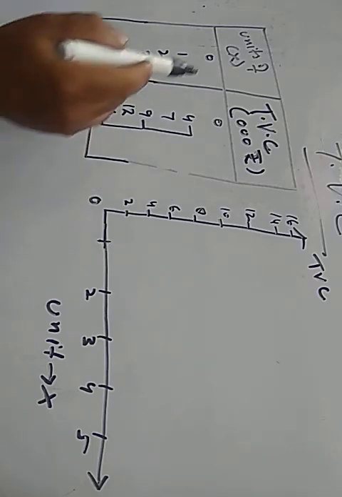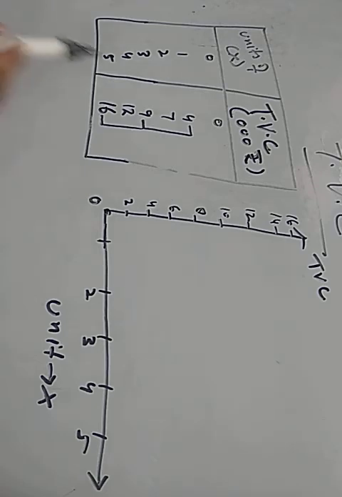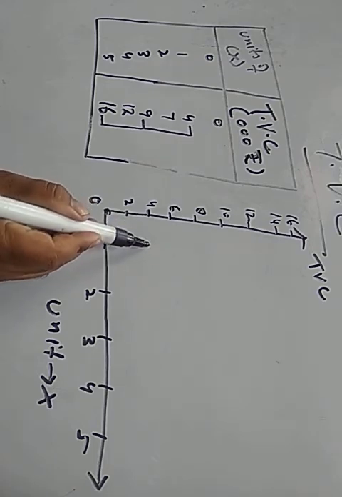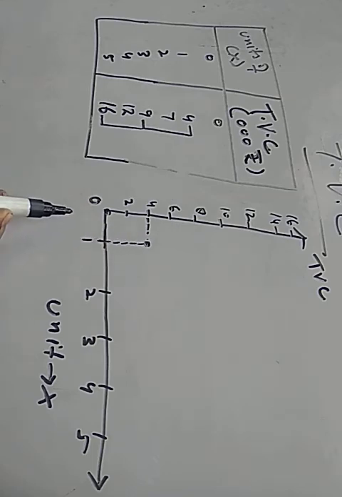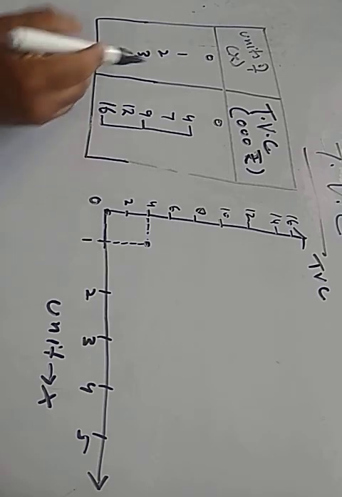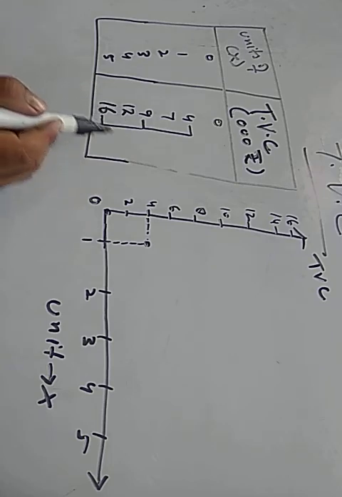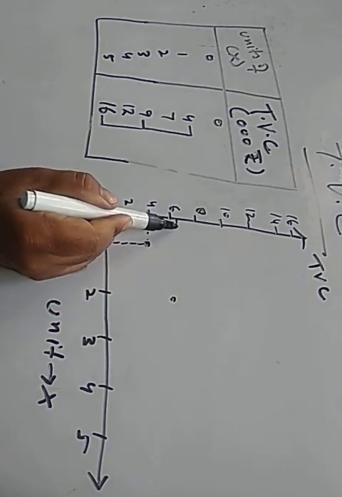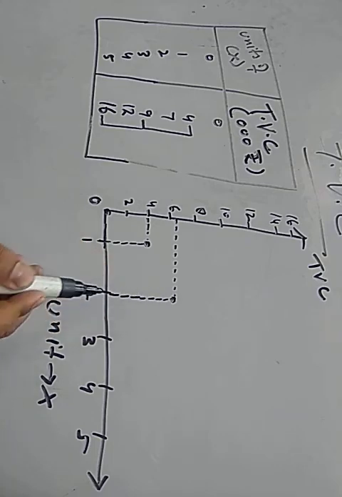Now when units of X produced is 0, total variable cost is 0, it will start from the origin. And when the first unit of X is produced, the total variable cost is 4,000. This much here it will lie. This is showing 4,000 and 1 unit of X produced. And when units of X produced is 2 units, total variable cost is 7,000. Here it will lie, showing 7,000 rupees as total variable cost when 2 units of X have been produced.